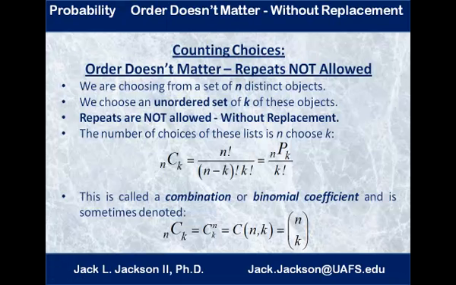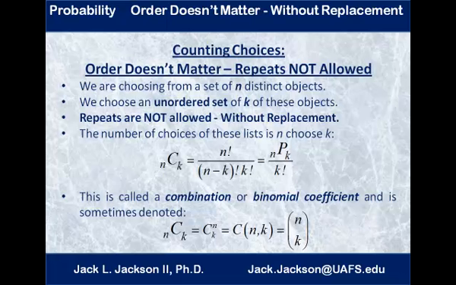So the general technique here, again, is now we're counting choices. This is an unordered set of K objects that we're selecting. So order doesn't matter. And we're again selecting from indistinct objects. Again, repeats are not allowed, so it's done without replacement. And the number of choices is N choose K, subscript N, C, subscript K. That is defined to be N factorial over N minus K factorial times K factorial at the bottom. Or in other words, that's N P K, N permute K, divided by K factorial.